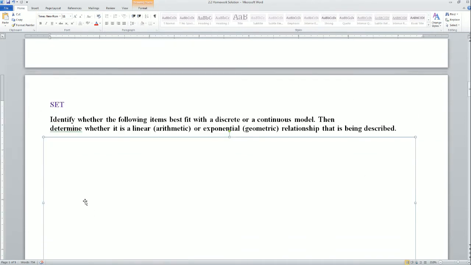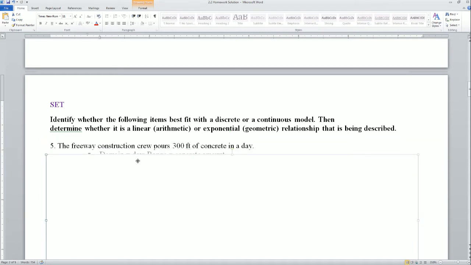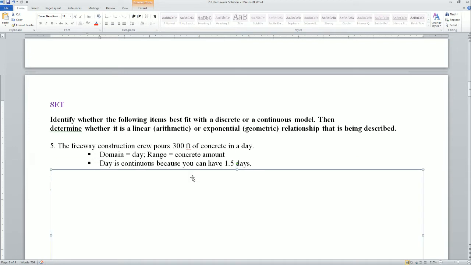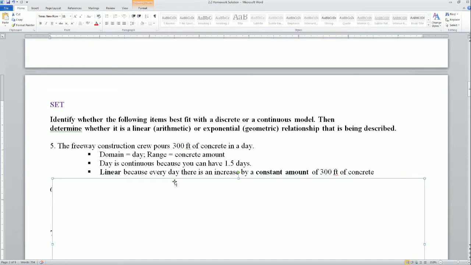Set. Identify whether the following items best fit a discrete or continuous model, then determine if it's linear or exponential. The first one: the freeway construction crew pours 30 feet of concrete per day. The domain is day, and the range is concrete. The day is continuous because you can have 1.5 days. Cutting the day in half, it's still a day. The essence doesn't change. It's linear because every day there's an increase by a constant rate of 30 feet of concrete.